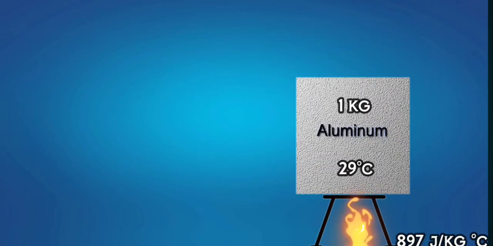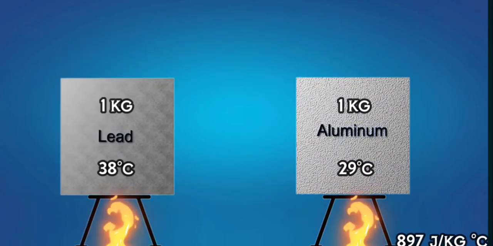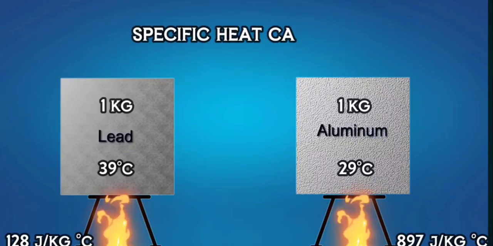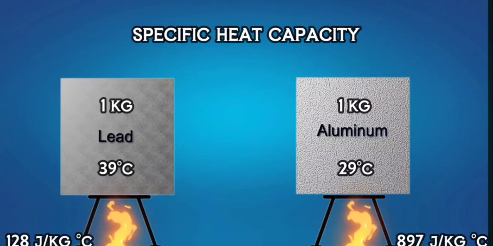In other words, to raise the temperature of a 1 kilogram mass of aluminum material by 1 degree Celsius, 897 joule per kilogram degree Celsius of heat is required. To raise the temperature of a 1 kilogram mass of lead material by 1 degree Celsius, 128 joule per kilogram degree Celsius of heat is required. This is the concept of specific heat capacity of a material.